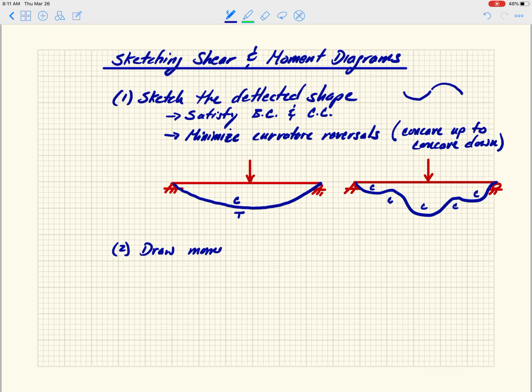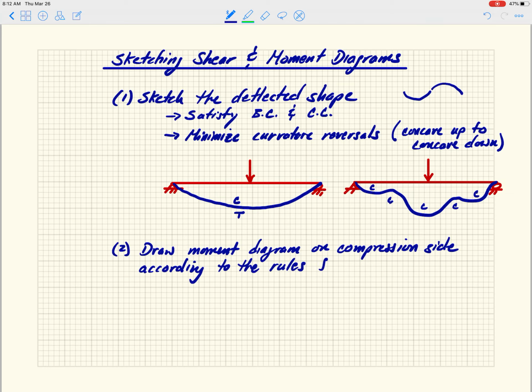So we're going to draw the moment diagram then, and I always try to draw the moment diagram first. Diagram on the compression side, according to the rules from, I think I called it the cheat sheet lecture. Those provided all of the rules that we needed. And then finally we're going to also draw the shear diagram.